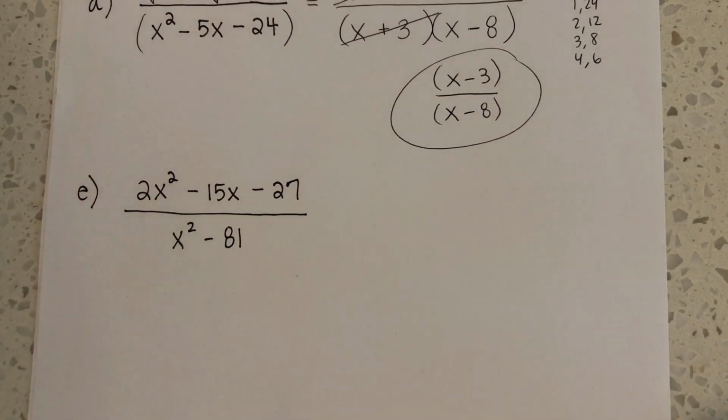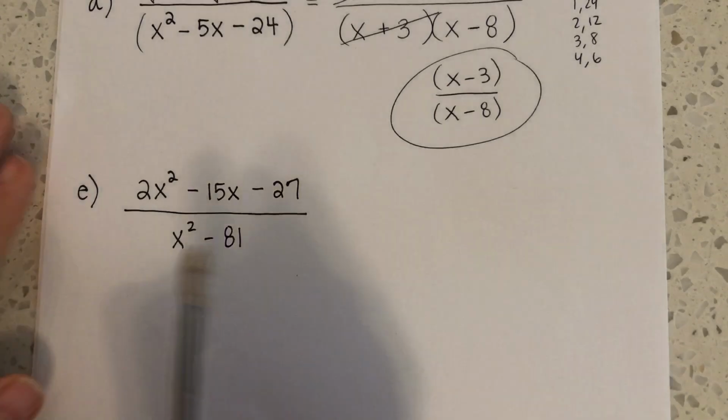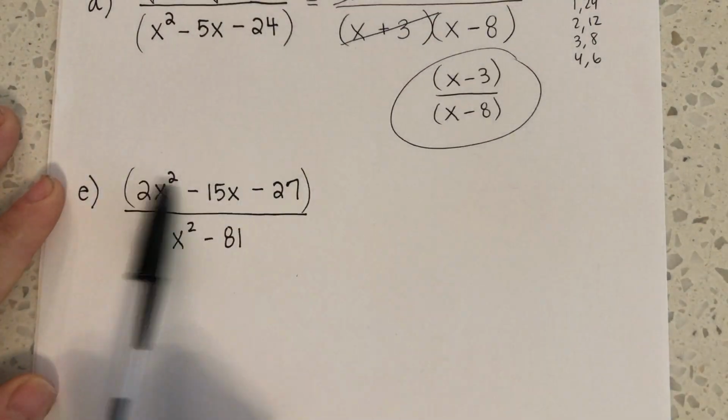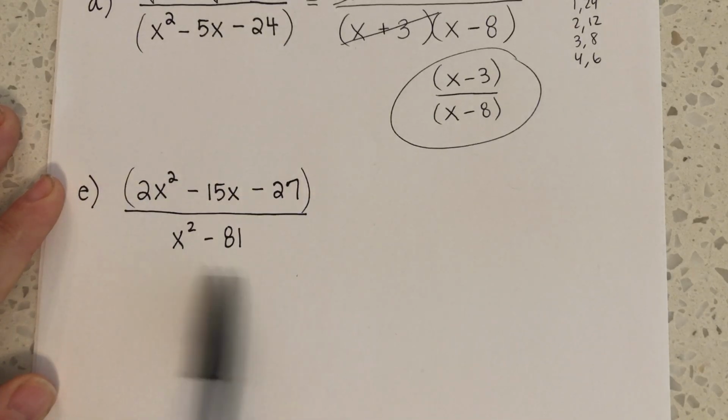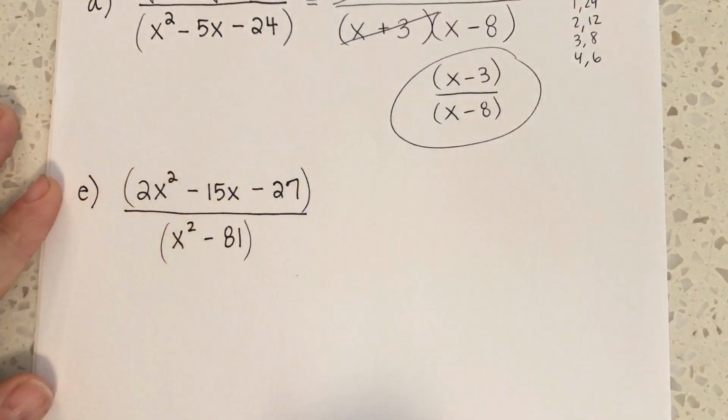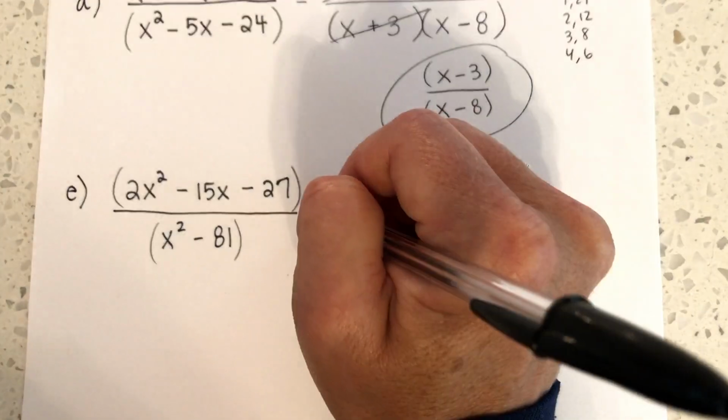All right, 2x squared minus 15x minus 27. Look at all that subtraction, right? It's holding all this together like a package. This could only cancel if you had the same expression written on the bottom, right? All right, and then x squared minus 81, that's a package. So we need to factor this. All right, so here we go.